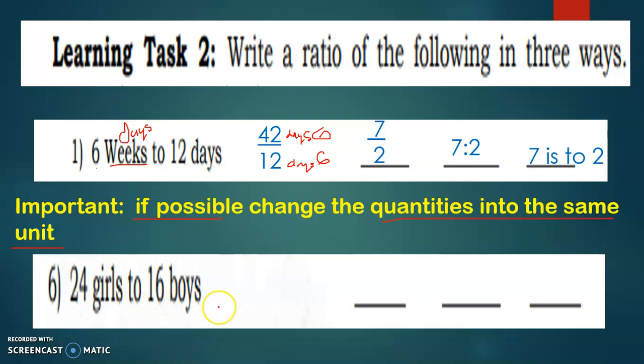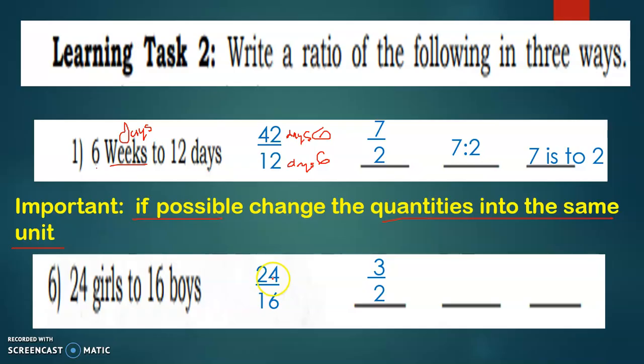24 girls is to 16 boys. Okay, kung makikita ninyo, ang quantity na yan, ang unit nila ay hindi naman pwedeng i-convert na. Hindi mo pwedeng baguhin para magkapareha sila ng units. Kaya naman, isusulat na natin directly ang ating ratio, that is 24 is to 16, and isi-simplify natin, or the lowest term natin, kaya siya magiging 3 is to 2.